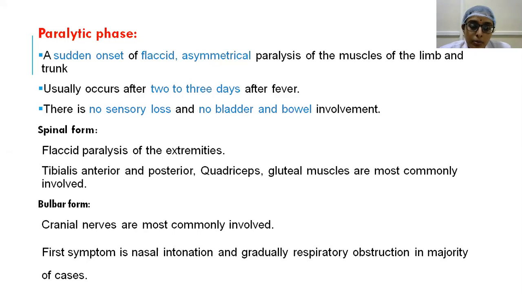Coming to the bulbar form, the cranial nerves are most commonly affected. As a result, the first symptom will be nasal intonation, and there will be gradual respiratory obstruction in the majority of cases. During this time, we should be very careful. Signs of respiratory paralysis should also be watched for, because if the patient is managed successfully through this phase, there will be recovery. If it is not attended to, it may prove fatal. So one should be watchful about respiratory muscle paralysis.